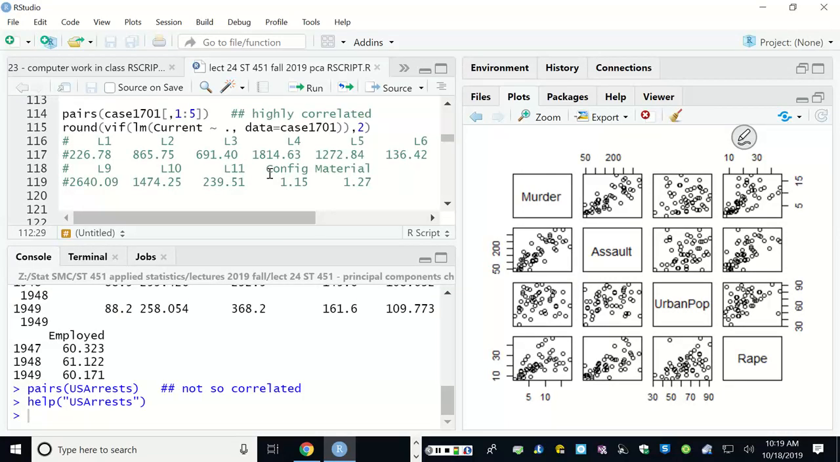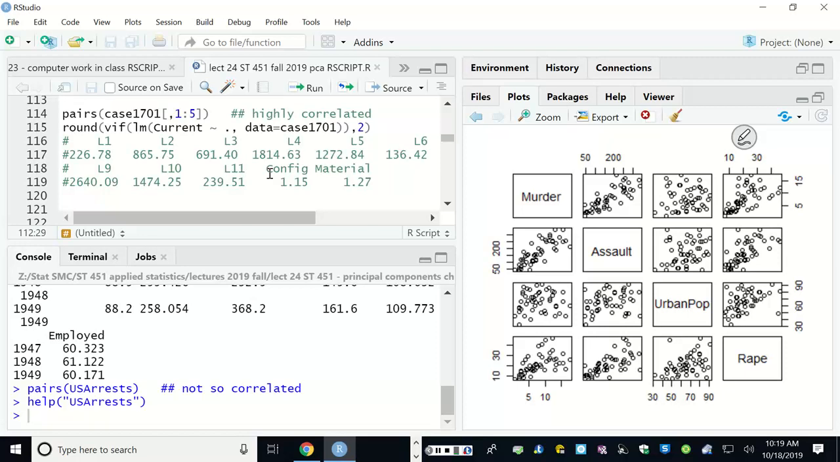It's a designed experiment, so actually current is not really an outcome variable. You can set the current to different levels going through this machine. There's 2 configurations. There's 4 different materials. But the values L1 through L11 are highly correlated, and when you do the variance inflation factors for those, you get things that are in the hundreds or thousands.